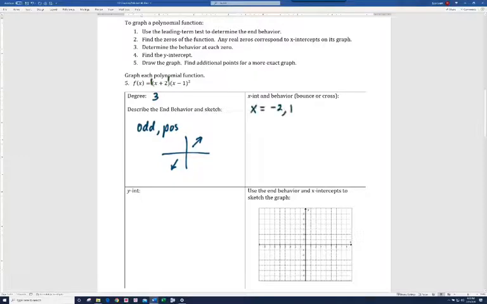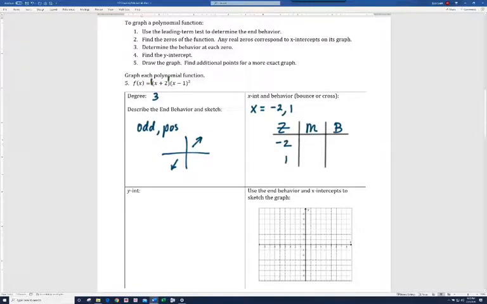Well, let's see. We know that -2 and 1 are zeros since x plus 2 and x minus 1 are factors. And let's go ahead and make a z and b chart. Remember, z is for 0, m is for multiplicity, and b is for behavior. In other words, the behavior at the corresponding x-intercept.